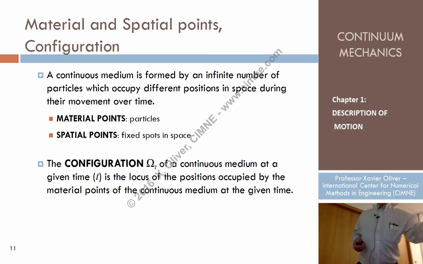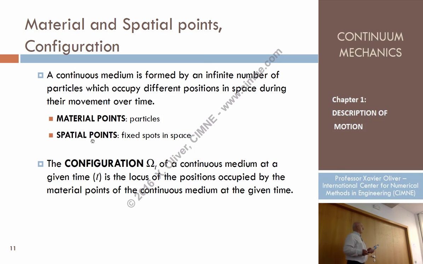So, let's consider the continuum medium, and then we are going to define what the points of this continuum medium are. We have two definitions: one is material points, another is spatial points. So what is a material point? I said that the continuum is made of infinite particles, infinitely close to each other, making a continuum matter. Every one of these infinitesimal particles is going to be considered a material point. And the word material says this: a material point is one particle of the continuum medium, one of those infinite particles that constitute this continuum medium.